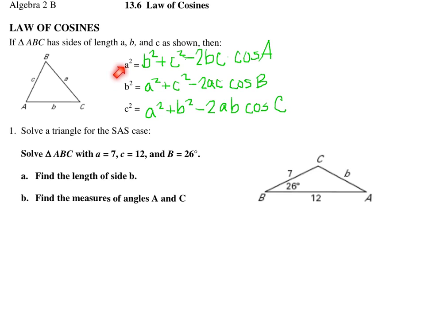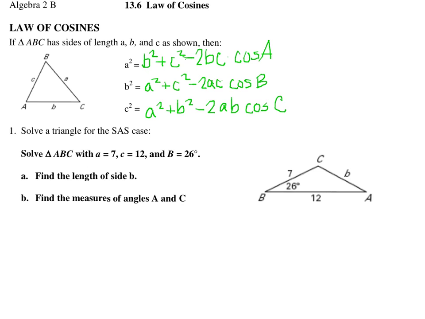I want you to notice the pattern here for each of these. If side A is over here, we're finding the cosine of angle A. If side B is here, we're finding the cosine of angle B. If side C is here, we're finding the cosine of angle C. The two sides that we don't use, B and C, are both squared, and then it's minus 2 times BC. A and C are both squared, and it's minus 2 times AC. A and B are both squared, and it's minus 2 times AB. So notice the patterns there. Make sure you use it correctly.